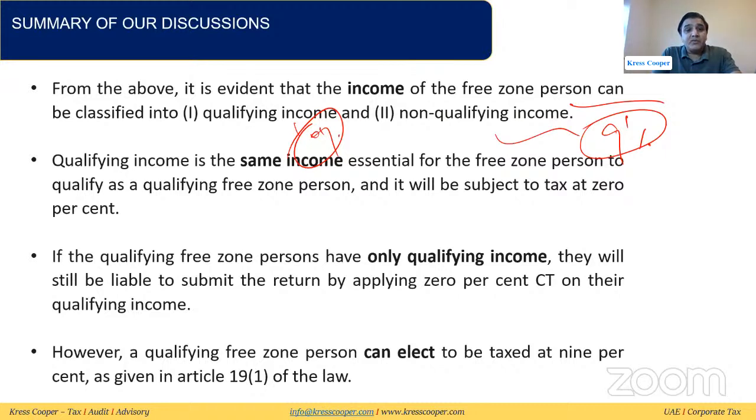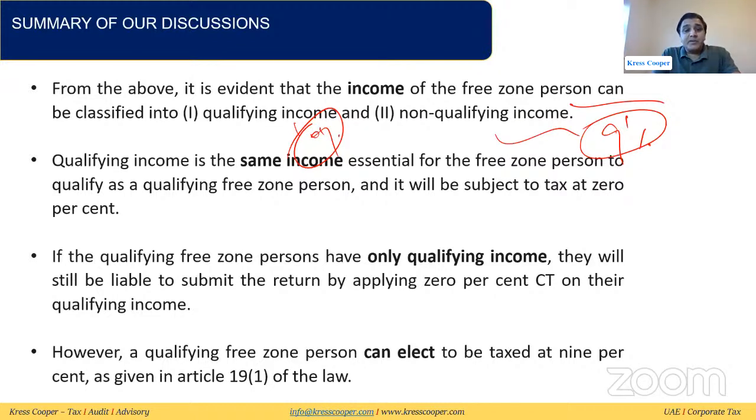So if the qualifying free zone person has only qualifying income, which is subject to tax at 0%, still the qualifying free zone person will be liable to register and liable to submit the return, but the rate of tax will be 0%. We cannot say that if 100% of the income is qualifying income, it will be out of the scope and will not require registration for corporate tax. No, this is not the case. They will be liable to register, and they will be liable to submit the return as well.